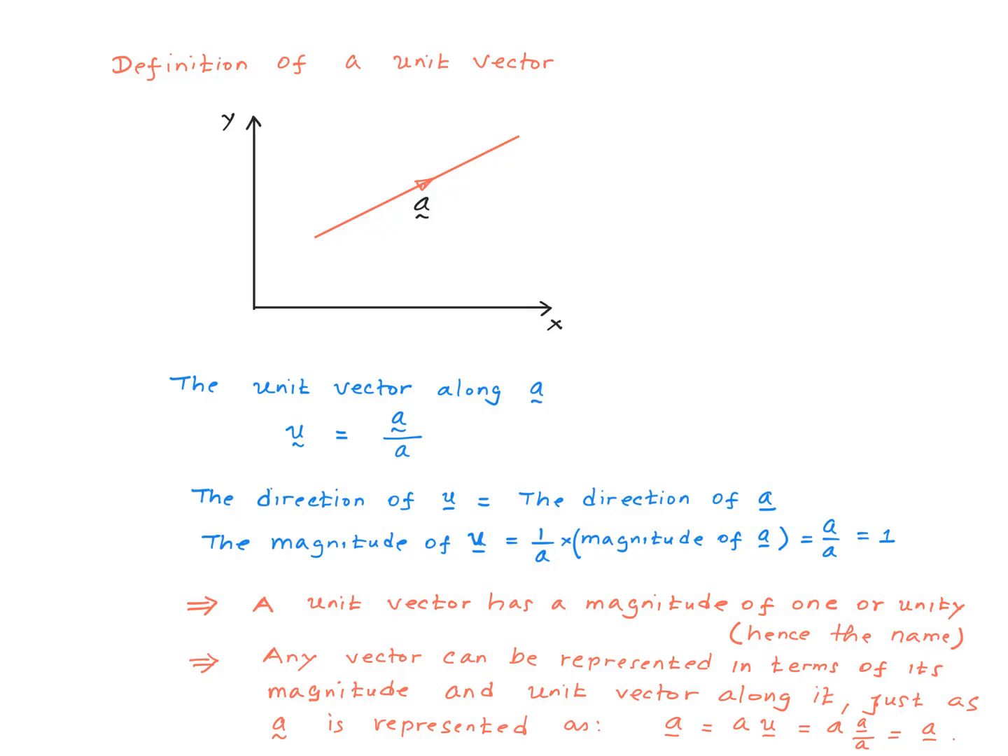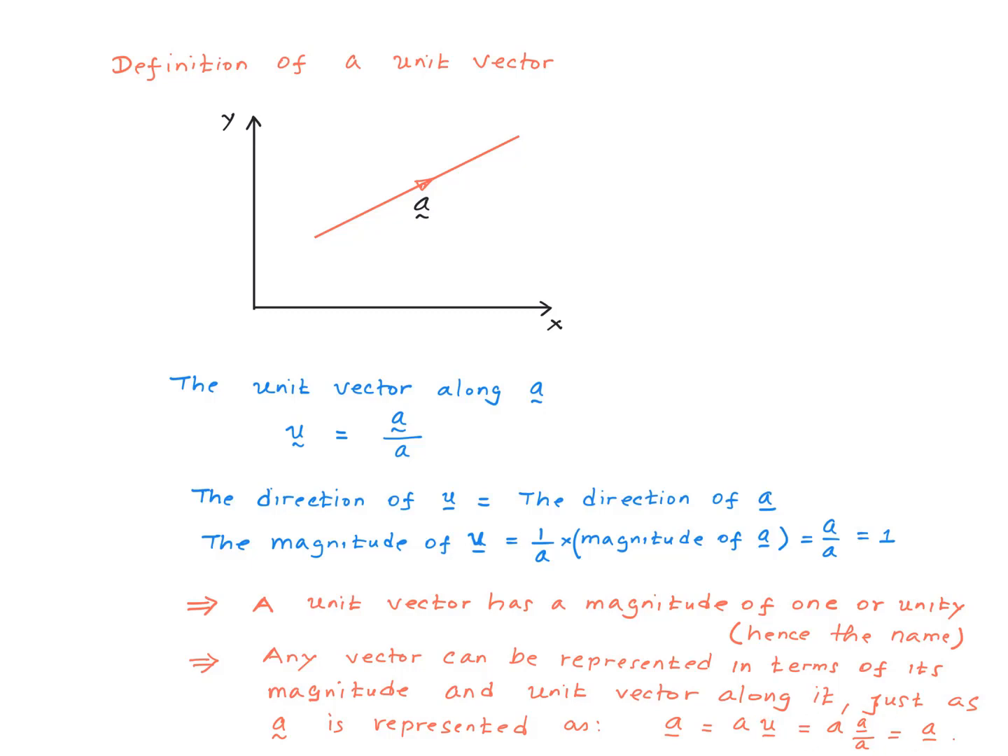So any arbitrary vector can be represented in terms of its magnitude and a unit vector along it, just as A can be represented as this, right? By this method, vector A will be equal to its magnitude, which is A, little a without the underbar, multiplied by the unit vector along that vector, which is little u here, right?